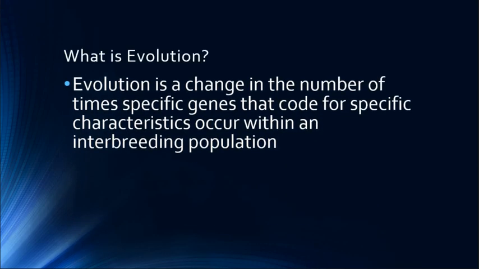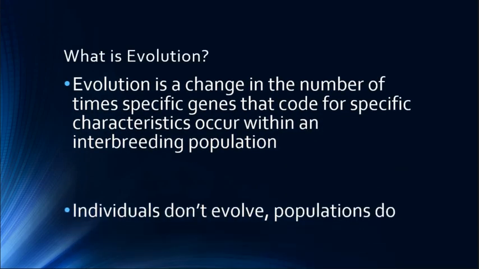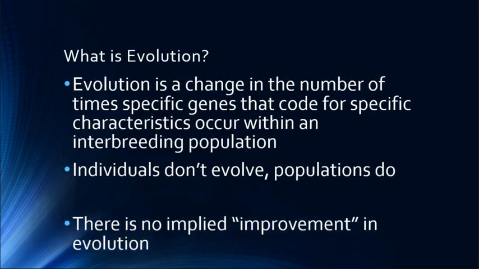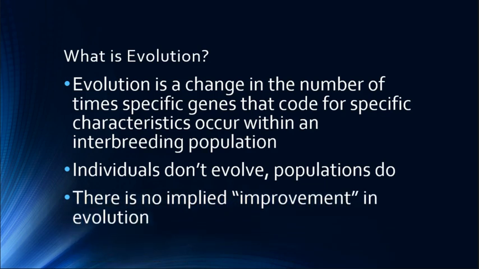Okay, so evolution, just to recap, is the change in genes in a population. Individuals do not evolve. Individuals survive to pass on their genes, but populations do evolve because over time genes can change in a population. There is no improvement in evolution. You just have traits that are selected for or not selected for. And then there are also neutral traits. So let's keep that in mind. Not every trait is selective. Some traits just happen, right?